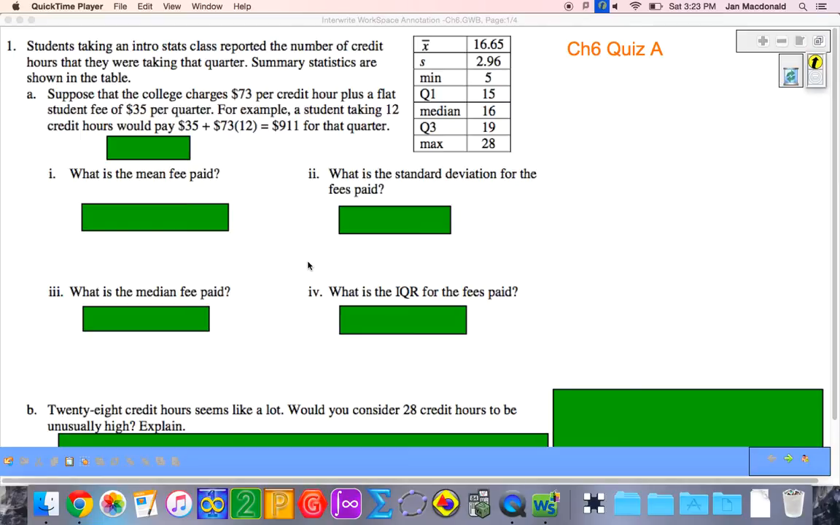Okay, we're in Chapter 6, Quiz A, question number 1. Let's take a look at the prompt. Students taking an intro stats class reported the number of credit hours that they were taking that quarter. Summary statistics are shown in the table.